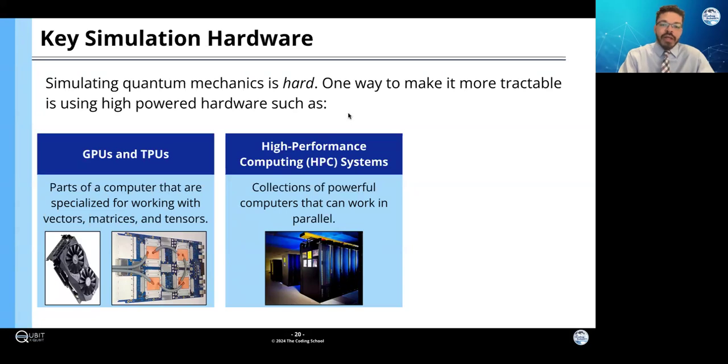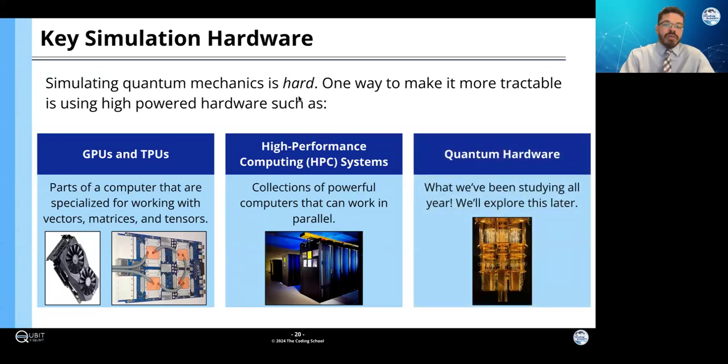And finally, right, maybe you just need a quantum system. Maybe the quantum hardware is going to be the best way to simulate your quantum system. So maybe you have one of these NP complete type problems that you've encoded into a quantum system, and then you can simulate it that way.